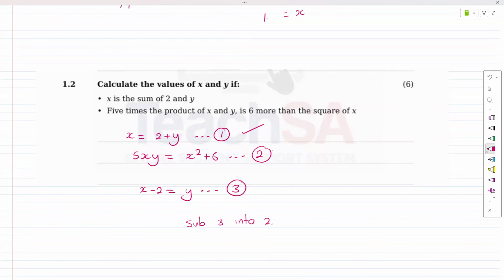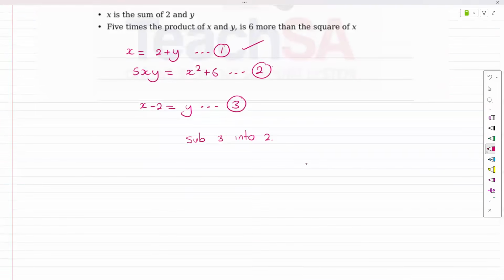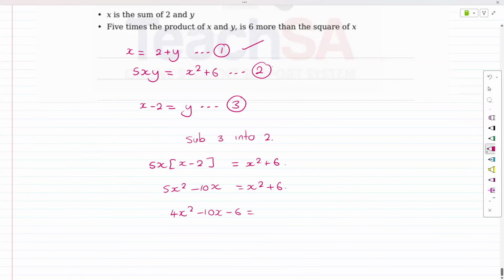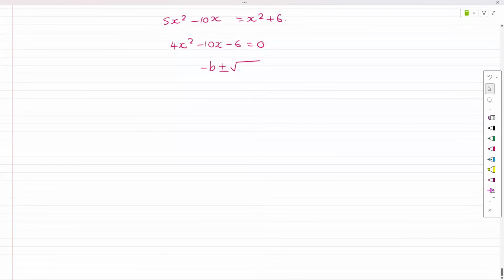The reason I made y the subject of the formula is there's only one y. So this is 5x into y, which is x minus 2. And this equals to x squared plus 6. This is 5x squared minus 10x. And this equals to x squared plus 6. When I move everything over, I end up with 4x squared minus 10x minus 6 equals to 0. When I use my minus b formula, yes, this minus b formula, you used it quite a bit.